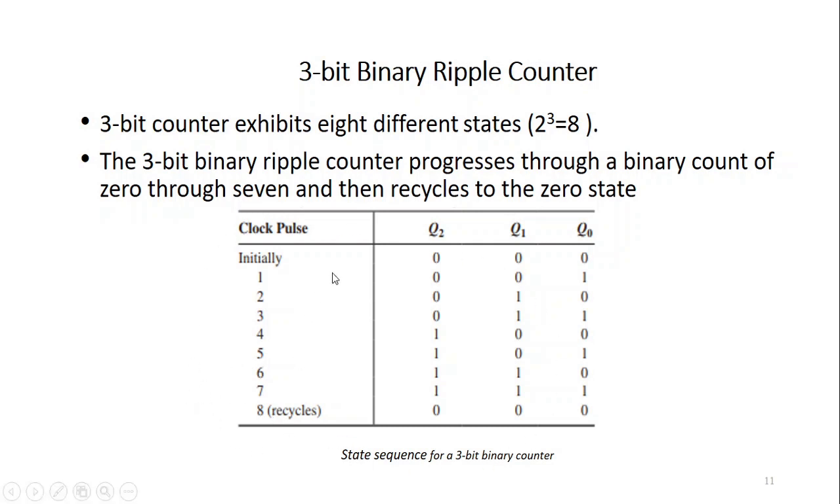This shows the state sequence of a 3-bit binary counter. From the timing diagram we can see that initially Q2, Q1 and Q0 are zeros. At the first clock pulse it is 001, which stands for count 1. The next, second clock pulse, 010 stands for 2. Third clock pulse, 011. Fourth clock pulse, 100. Fifth, 101. Sixth, 110. Seventh, 111. And on the eighth clock pulse, the count is 000. That means it recycles back to the first state of the counter.